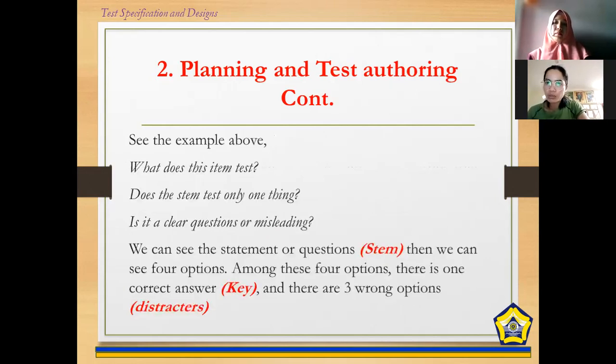Continuing about that again, let's see this example below. What does this item test? Does the stem test only one thing, or is it a clear question or misleading? We can see the statement or question, or the stem. Then we can also see four options, but among these four options there is only one correct answer, and there are three wrong options, or distractors, in the multiple choice. So next.